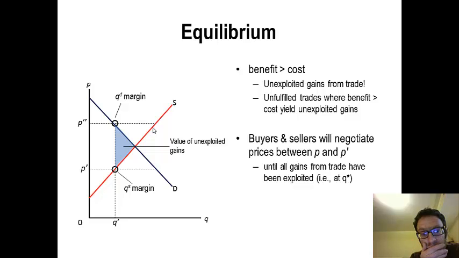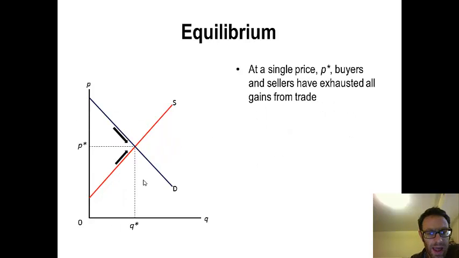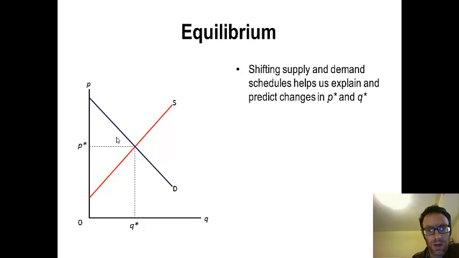So the fact that buyer and seller can agree upon a price, given this condition, makes us think that eventually those units in between Q prime and Q star will be traded, and the market will move itself towards Q star, at which point the price is P star. So we're returning to this equilibrium case, and again, I take it for granted that the market moves towards Q star and P star over the course of the long run.